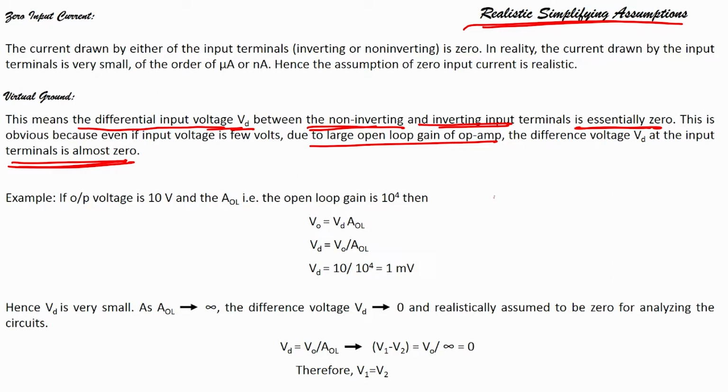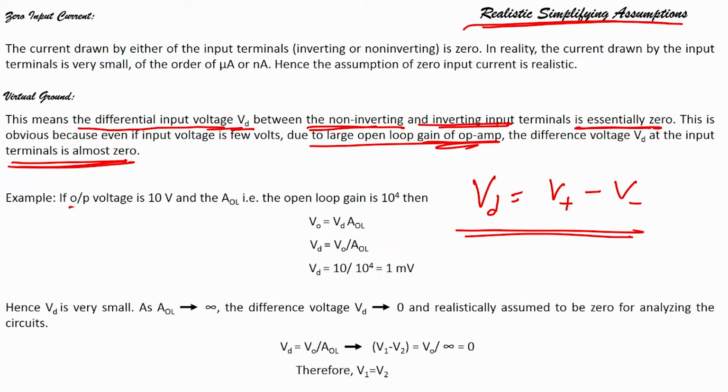So, the differential voltage Vd will be what? Vd will be V at non-inverting minus V at inverting, right. This is a differential voltage. We assume that the differential voltage is essentially 0. This is obvious because the input voltage, even if it is a few volts, due to the large open loop gain, the difference of voltage Vd will always be 0. Let us see an example.